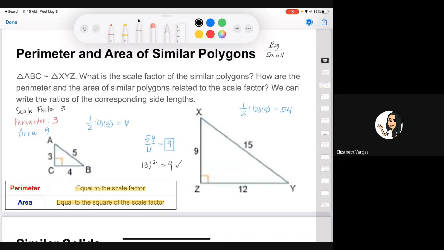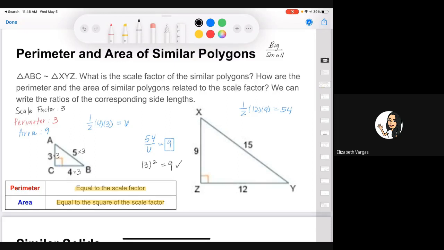Questions, concerns? So basically what we're identifying here is how is my perimeter going to change and how is my area going to change if for some reason I happen to change each of my sides by a scale factor of 3. So basically what that looks like is multiplying this by 3, multiplying this by 3, multiplying this by 3. That's increasing all of my sides by a scale factor of 3.